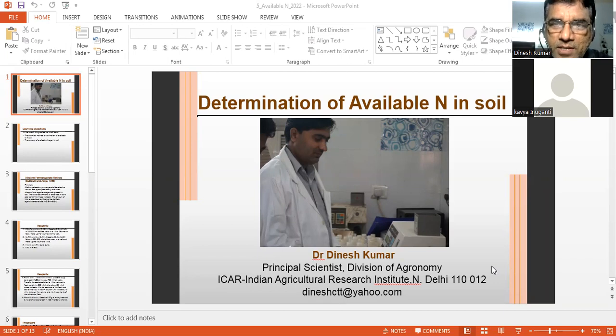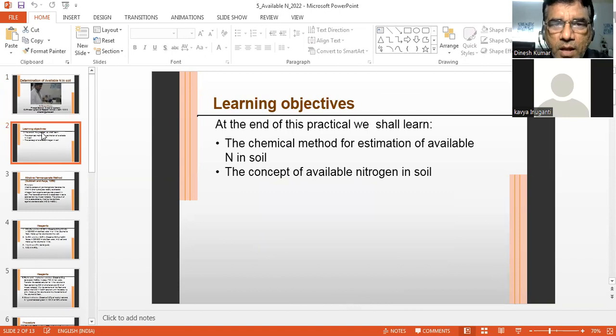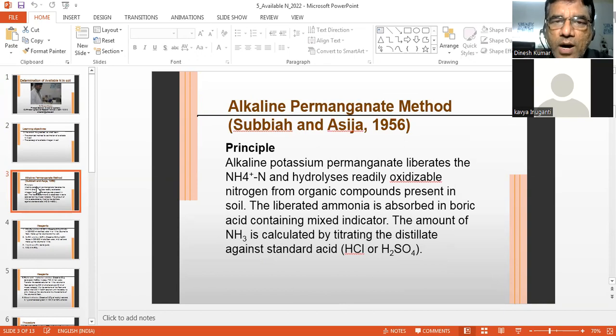Available nitrogen in soil, we discussed, is mineral nitrogen plus potentially available nitrogen or potentially oxidizable nitrogen. Nitrogen that can be mineralized during the season will also be part of available nitrogen. Learning objectives are to know the chemical method for estimation of available nitrogen in soil. The concept of available nitrogen in soil, I will repeat again some important points. So available nitrogen in soil is estimated by the alkaline permanganate method given by Subbiah and Asija, 1956.